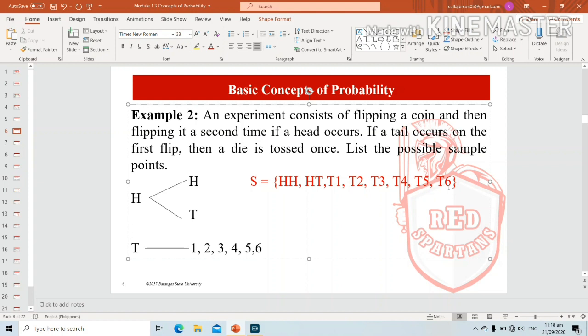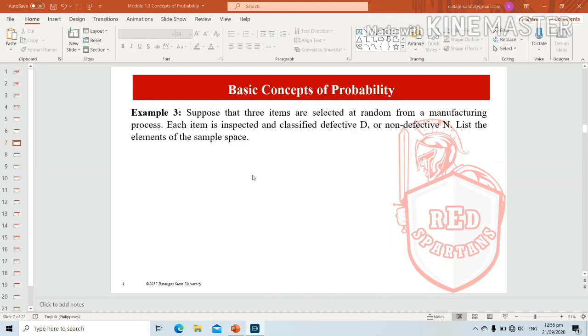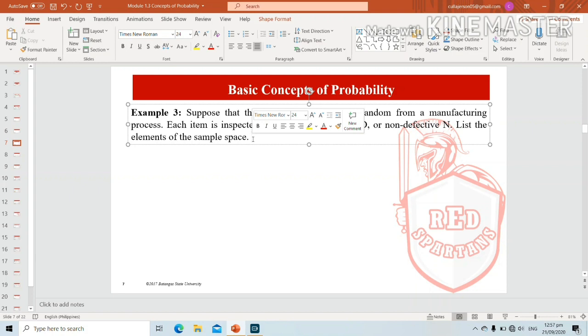So for example number 3, suppose that 3 items are selected at random from a manufacturing process. Each item is inspected and classified defective as D or non-defective N. So list the elements of the sample space. So for this example, so same pa din like nung example number 2, kailangan muna nating mag-draw or mag-create ng tree diagram para mas madali nating ma-identify yung kanyang sample point.